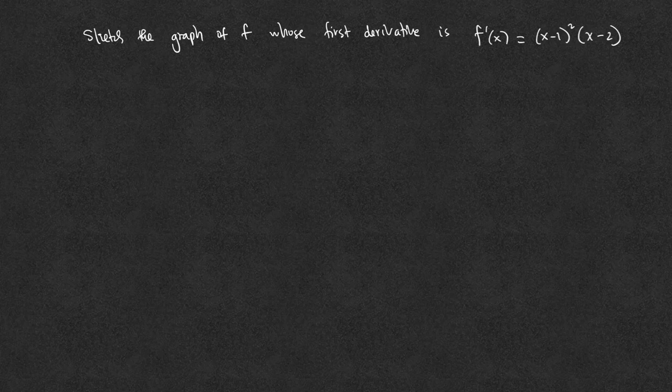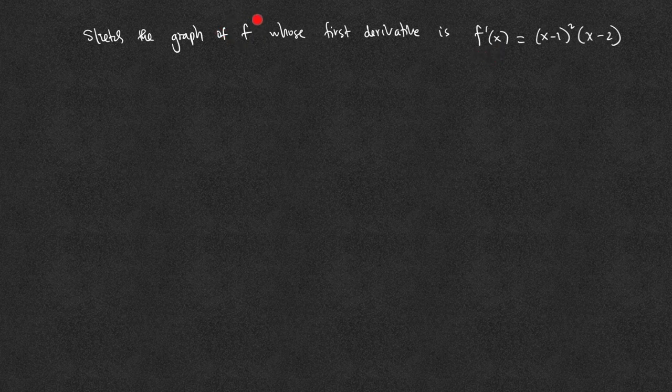Sketch the graph of the function f of x whose derivative is f prime of x equals (x minus 1) squared times (x minus 2). To sketch the graph of f, ideally we would need the information from the function f, the first derivative f prime, and the second derivative f double prime.